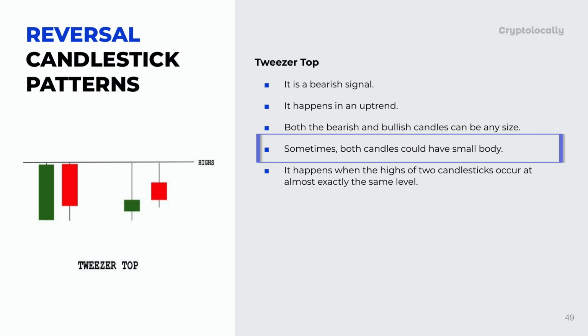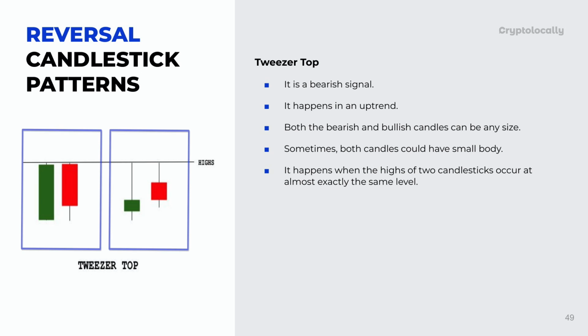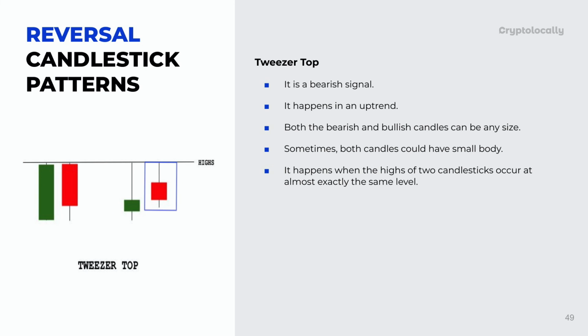Do you understand? Sometimes both candles could be of small size and it could be of any size. Please remember that it could be of any size. That's why I put 2 examples here. You can see that this is a red candle and a green candle. So it could be of any size. This is a big one and this is a small candle with long wicks. But you can see that the highs are at the same level. So when you see them in an uptrend, they represent a bearish signal, which means the trend is about to change to a downtrend. The opposite of a tweezer top is a tweezer bottom.